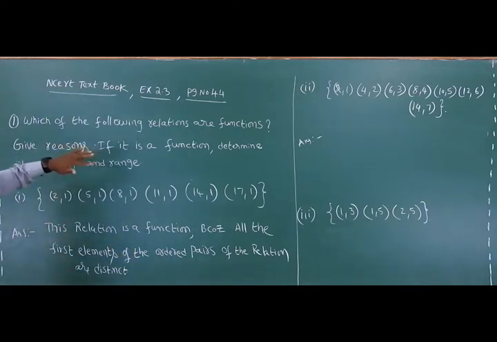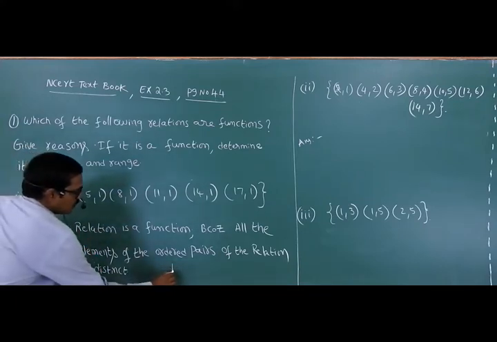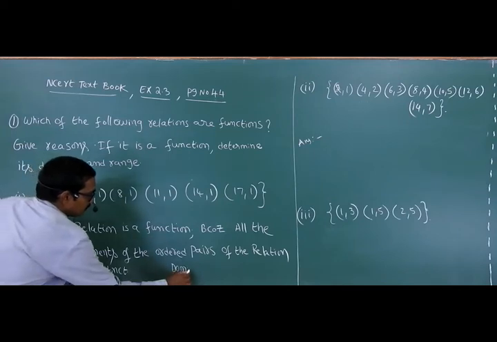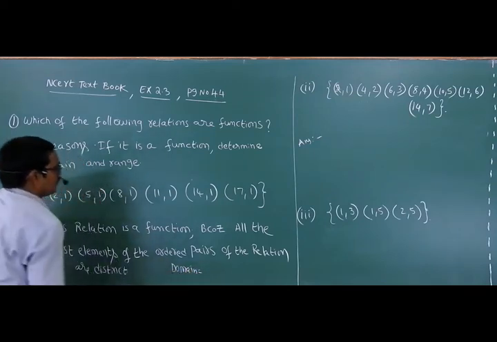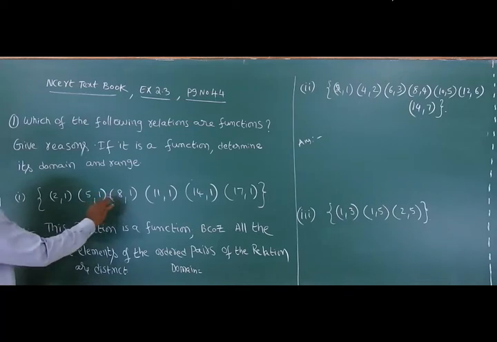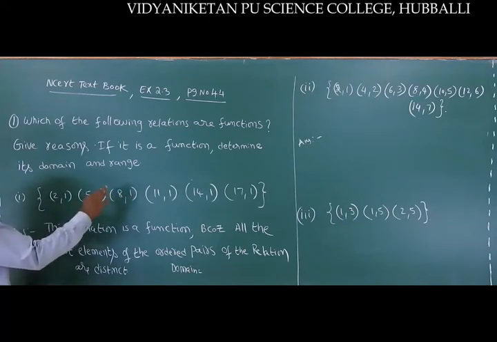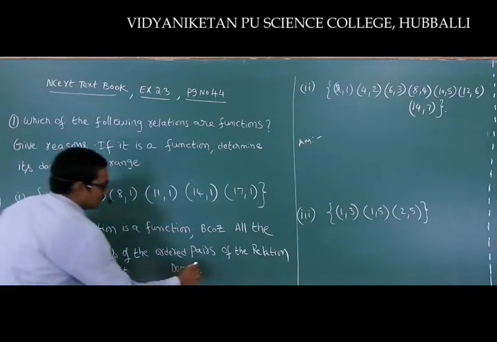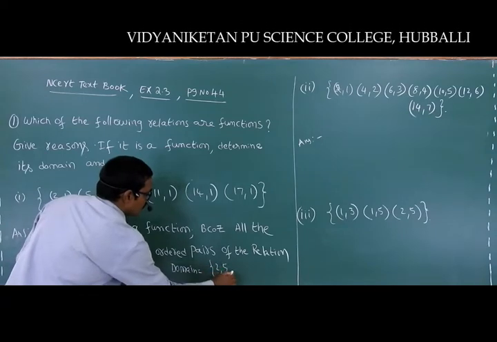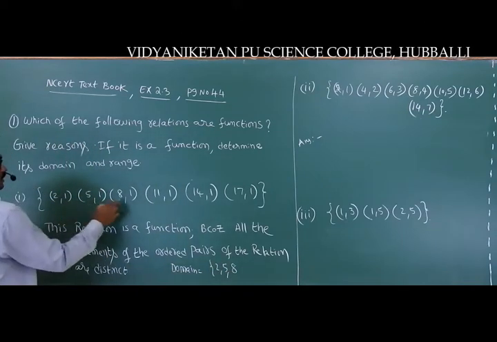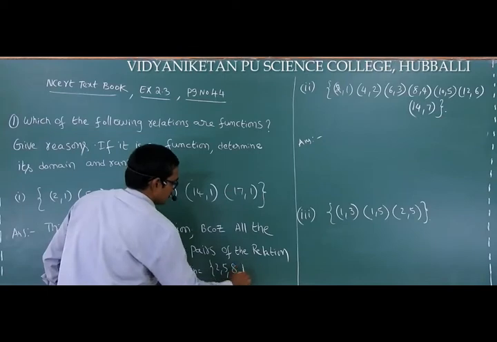So, which of the following relations are functions? Give reasons. If it is a function, determine its domain and range. This is a function, so determine its domain and range. I write here domain. Domain is all the first elements of the ordered pairs: 2, 5, 8, 11, 14 and 17.